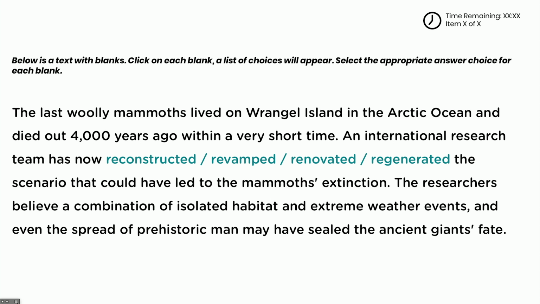Here's the text. I'm going to read it out, and then I want you to choose which of those past participles is the correct one. So the last woolly mammoth lived on Wrangel Island in the Arctic Ocean and died out 4,000 years ago within a very short time. An international research team has now reconstructed, revamped, renovated, or regenerated the scenario that could have led to the mammoth's extinction. What are we looking at here? What is the correct word there according to the context? What did they do? Did they reconstruct, revamp, renovate, or regenerate?